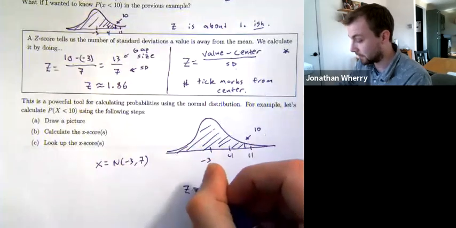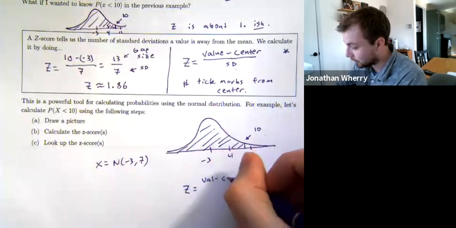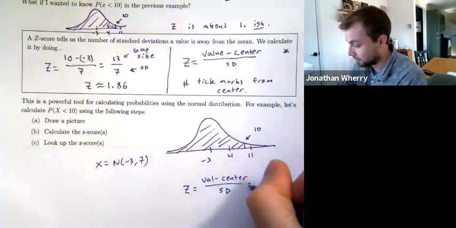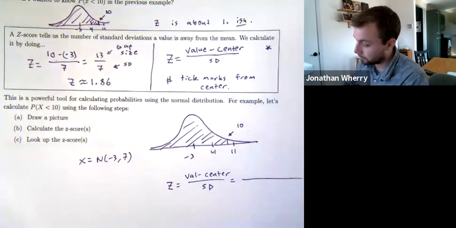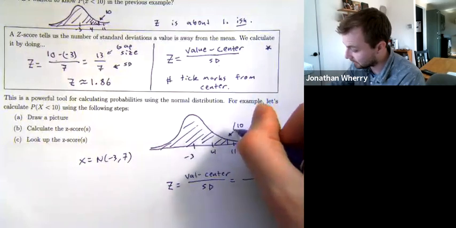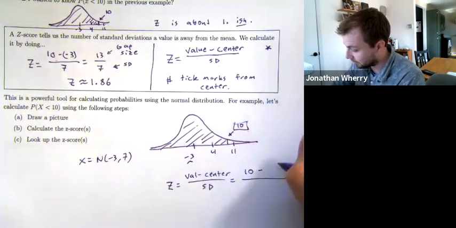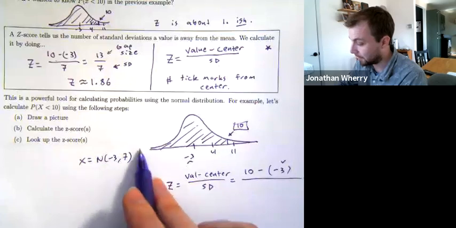Second step, I'm going to find the z-score. I find the z-score by taking my value, subtract the center, and I divide by the standard deviation. I'm going to start with that value. The value I care about in this problem is 10. I'm going to subtract the center. The center is -3. And I'm going to divide by what I'm counting by. I'm counting by 7.